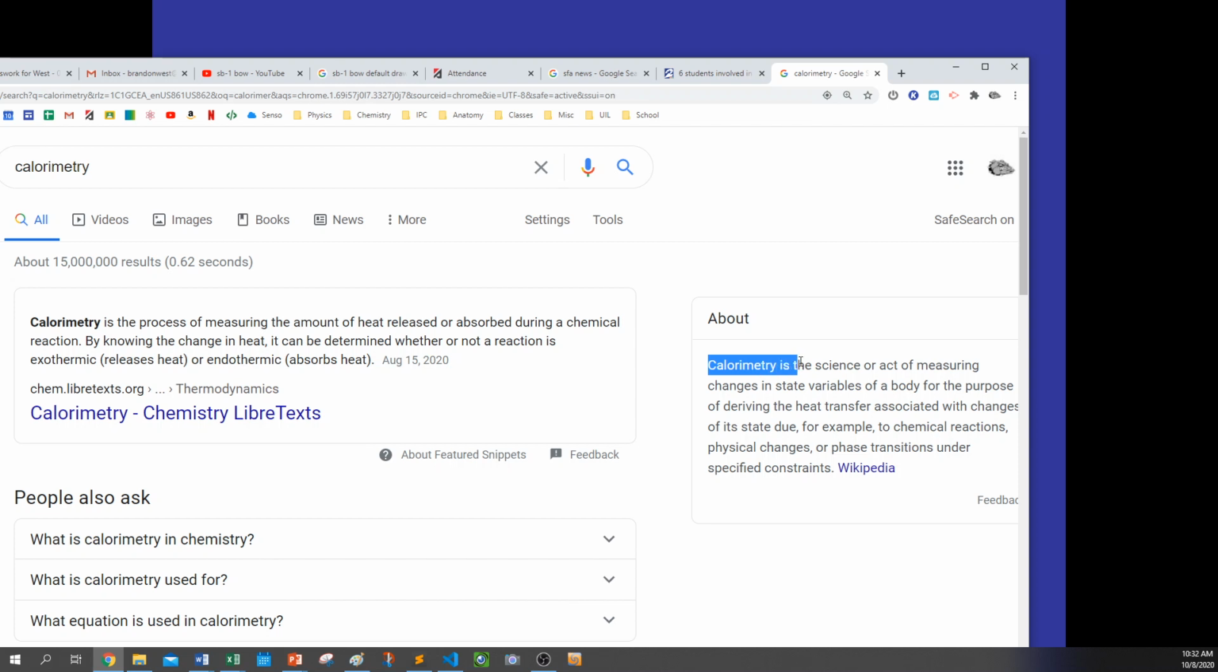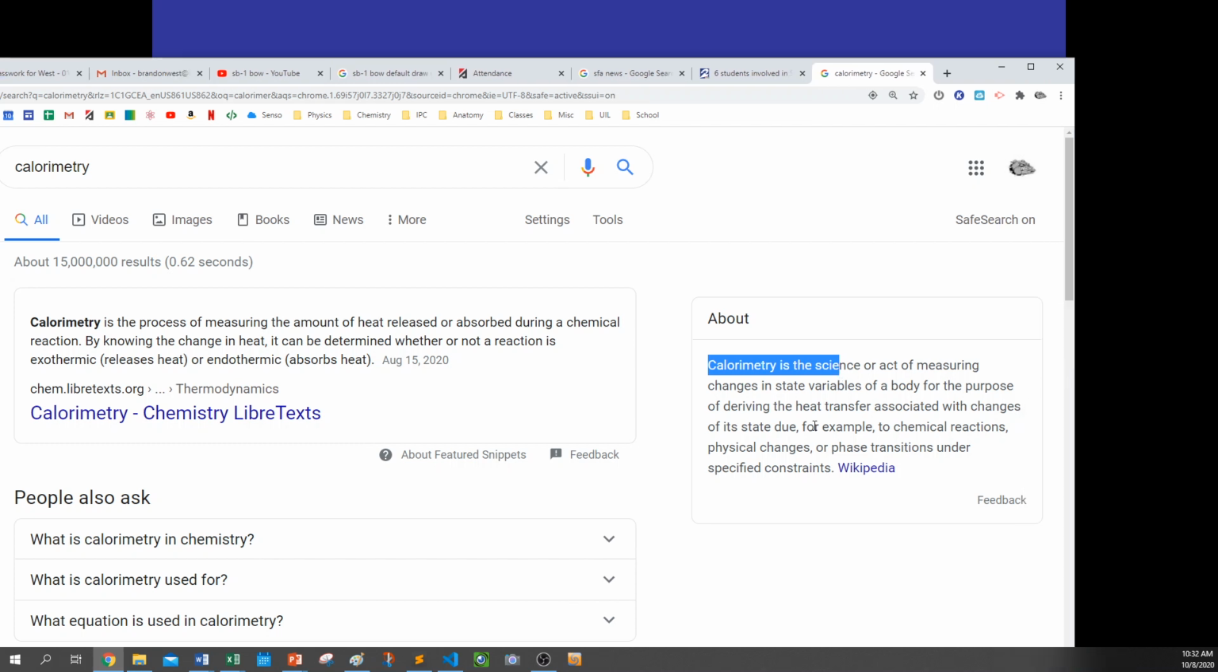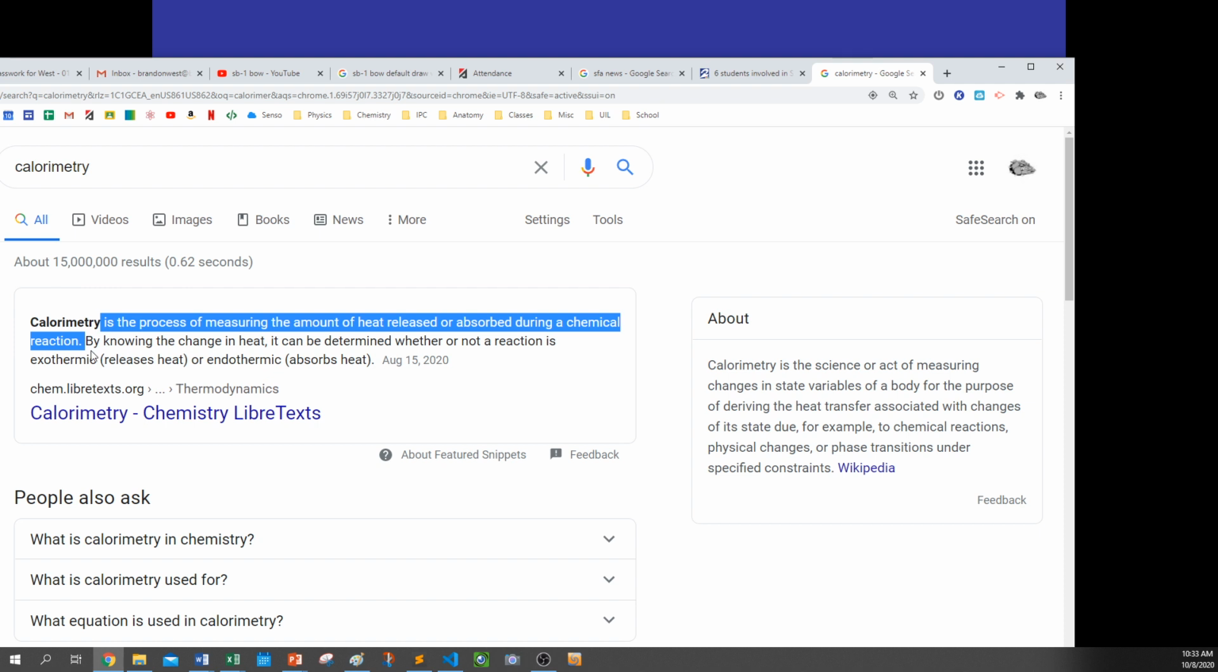Calorimetry is the science or act of measuring changes in state variables of a body for the purpose of deriving the heat transfer associated with changes. Calorimetry is the process of measuring the amount of heat released or absorbed during a chemical reaction. That's probably a better definition. So by knowing the change in heat, it can be determined whether or not a reaction is exothermic or endothermic. But this is the main thing.